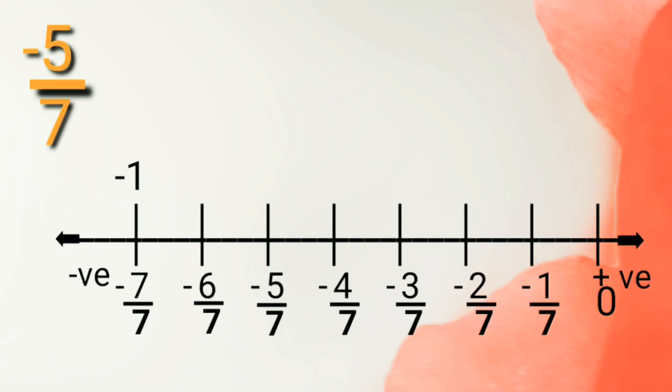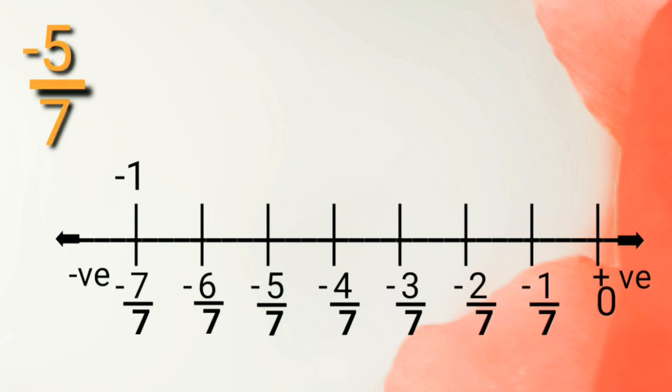Draw one line, mark negative on the left side and positive on the right side, because positive numbers are represented on the right side of 0. In the middle, 0 will be there. I have written 0 here because I have to represent negative numbers. After that, divide one unit into 7 equal parts. You have to check the denominator of the given number. The denominator here is 7, so we have to divide the unit length into 7 equal parts. So you will start from 0.